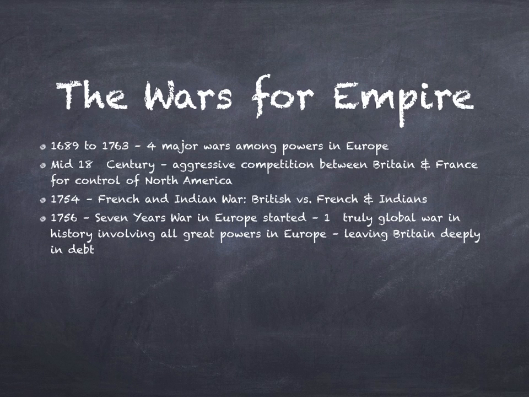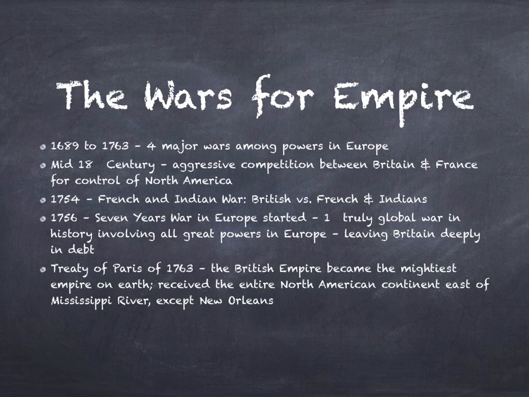When everything's said and done, Britain will emerge victorious, but they are left in a great deal of debt. Okay? And how does a government recoup its losses when it's in debt? They raise taxes. This is important to remember, especially when we start studying about the American Revolution in Chapter 7.